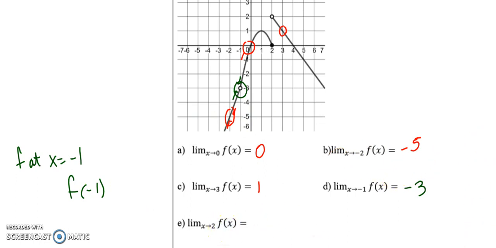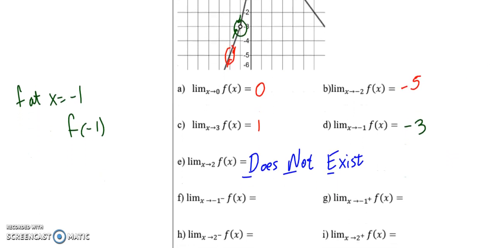So okay, how about as x approaches 2? So here's x equals 2. As x approaches 2, what function value do you get? Does the graph approach one particular function value? No, it doesn't. It looks like, wait, is it 0 or is it 2? Which one is it? Well, functions, we don't like that. So this limit does not exist. And we could go ahead and write it as DNE.